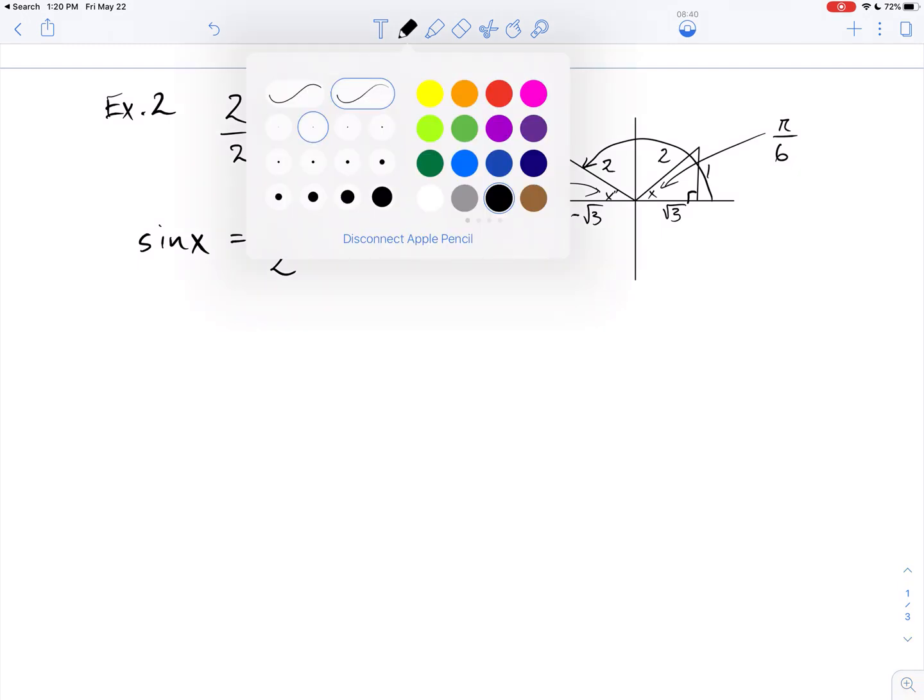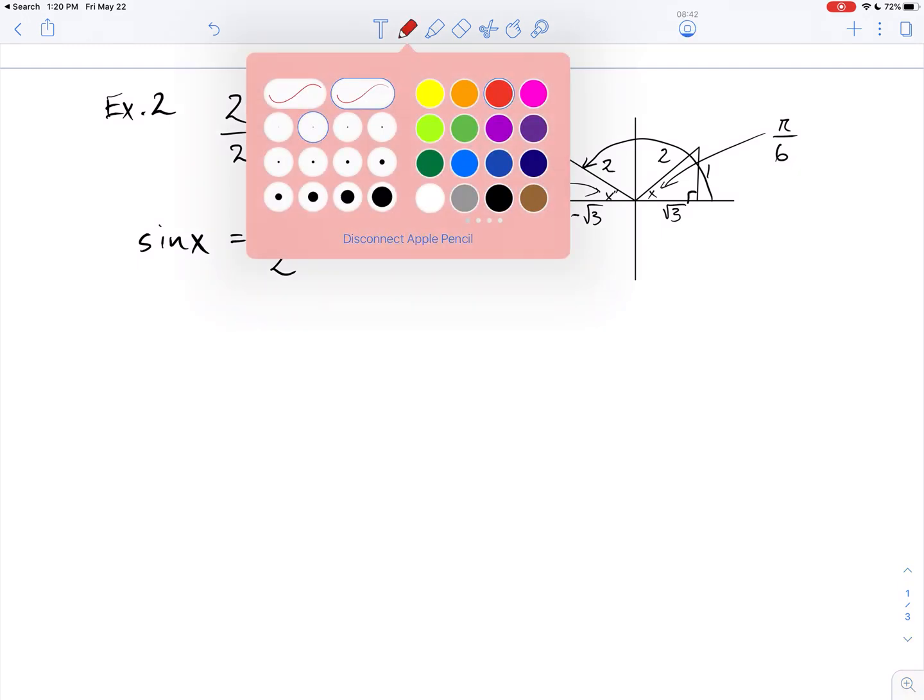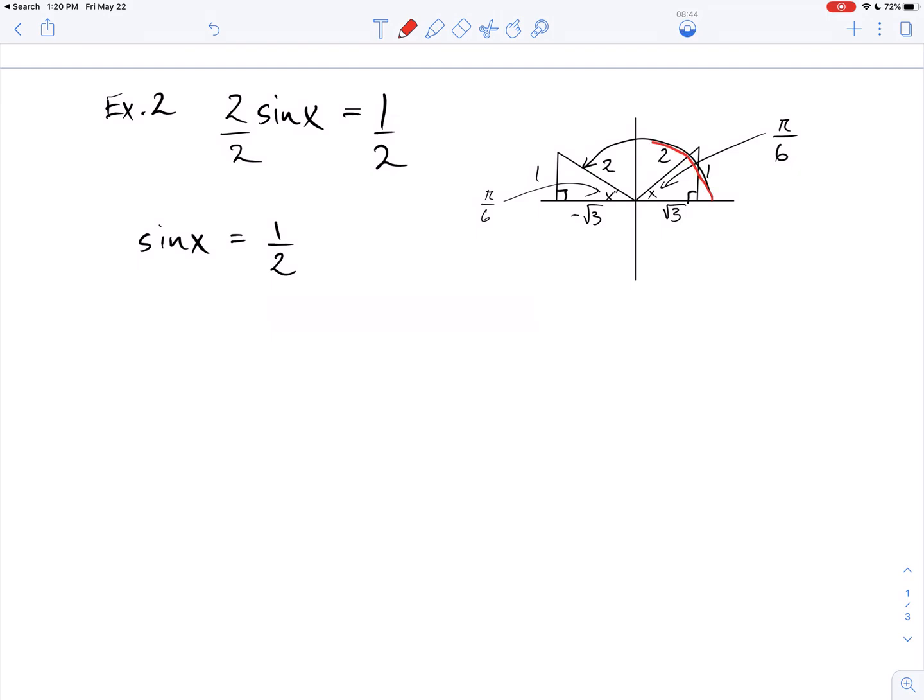I'm going to go get my red pen. Come on. This is the answer they want, because they want all the answers between 0 and 2 pi. So just think about it. If this is 0, you go all the way around to pi, take away this little sliver, you would end up with this red angle being 5 pi over 6.